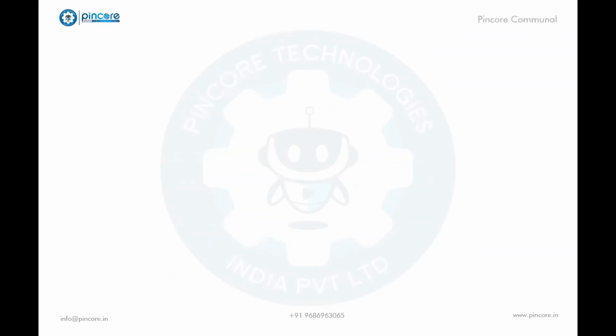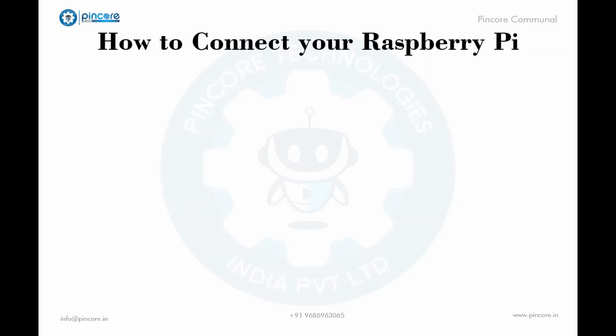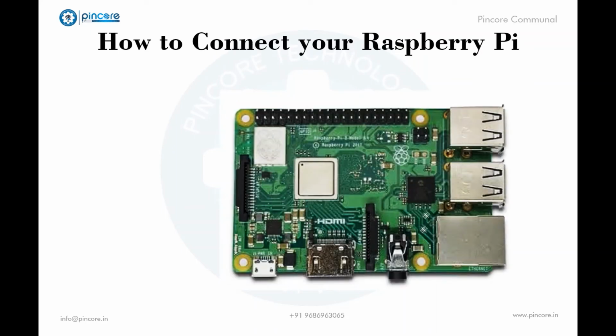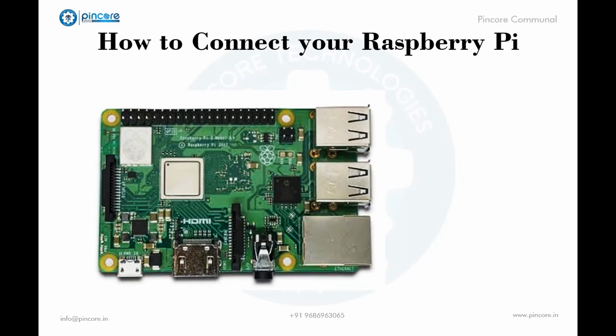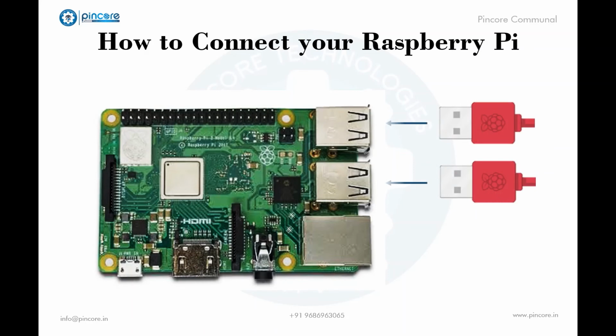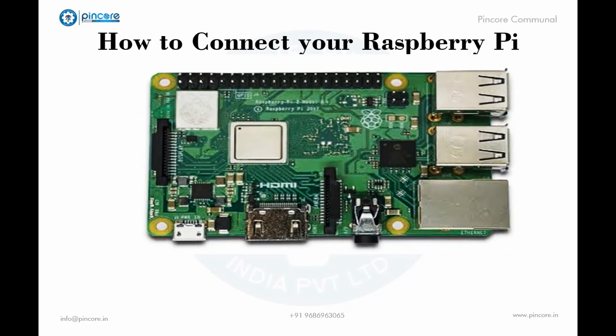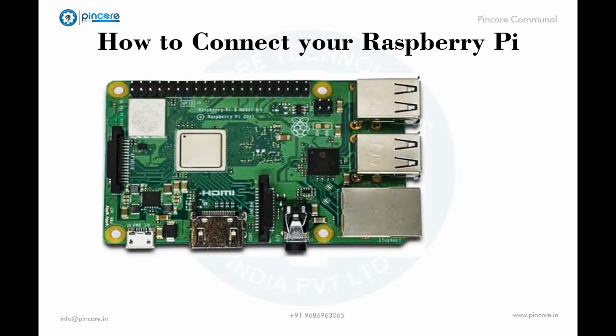So after pinning out the Raspberry Pi and knowing the specifications of its GPIO pins, let us see how to connect your Raspberry Pi. Insert the SD card you have set up with Raspbian, after which find the USB connector end of your mouse cable and connect the mouse to the USB port. Next, connect your screen to the screen port.